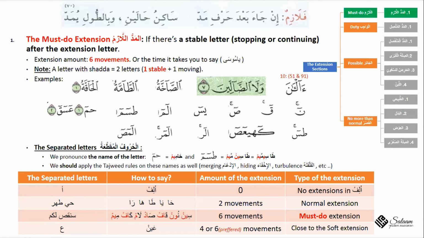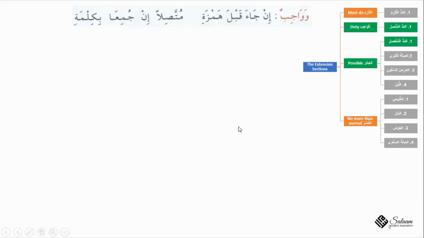So this is the information you need to know about this section, Al-Maddul Lazim, and an extra information about the separate letters, which is good to know. Now we go to the second one, Al-Maddul Wajib, and we go to line 71 in this poetry.